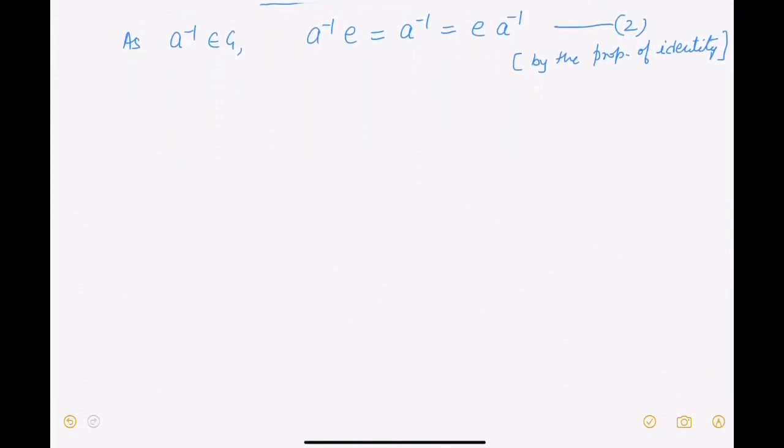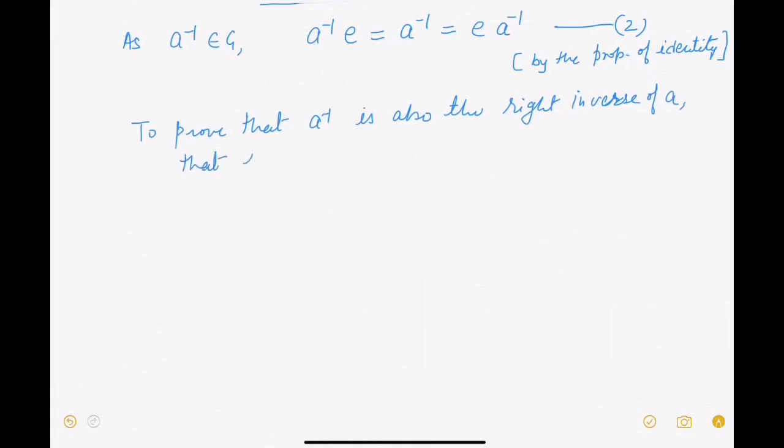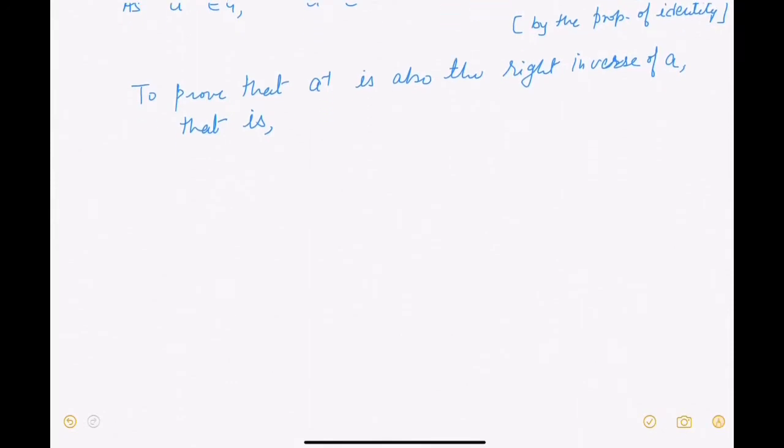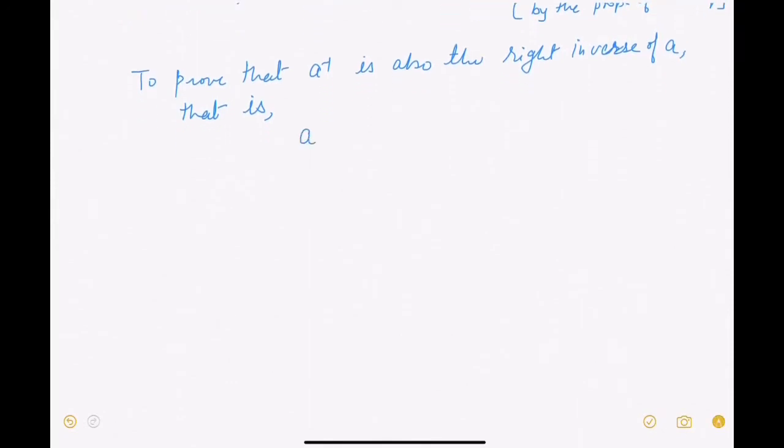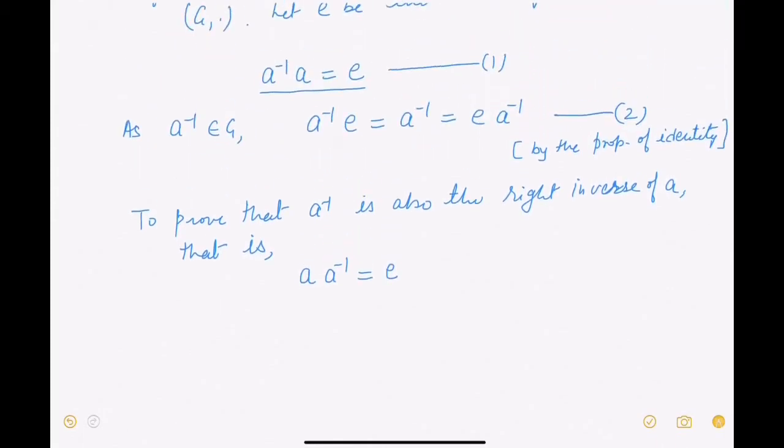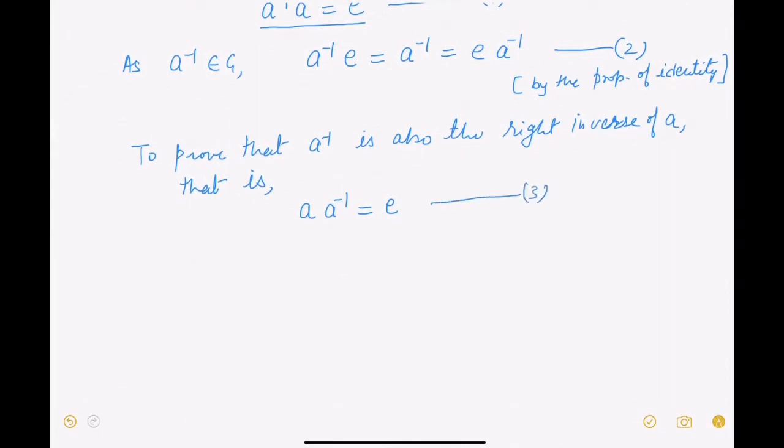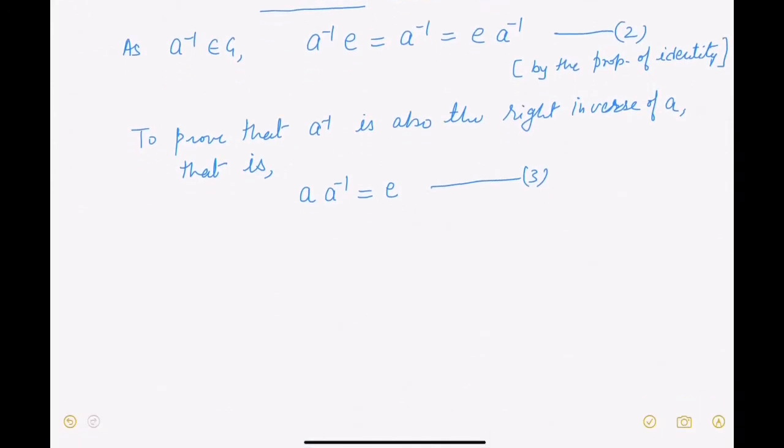We need to prove that A inverse is also the right inverse of A. For this it is enough to show that A operated with A inverse gives the identity element. Okay, this is 3.